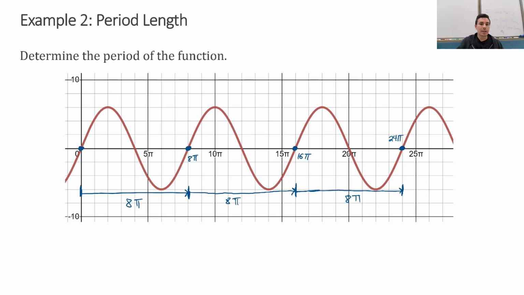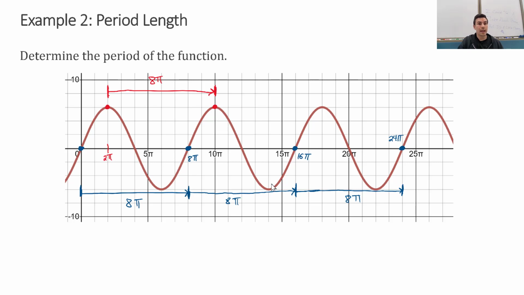Now, I don't have to be crossing the x-axis for a period. We can take a look at these maximum values right here. This first one I'm seeing at 2 pi. We hit this maximum value, and then we go all the way to 10 pi, and I hit that maximum value again. So you can see I've got a period of 8 pi, and I just found it in a slightly different way. I'm looking at a different point on the graph and waiting until it starts to repeat.